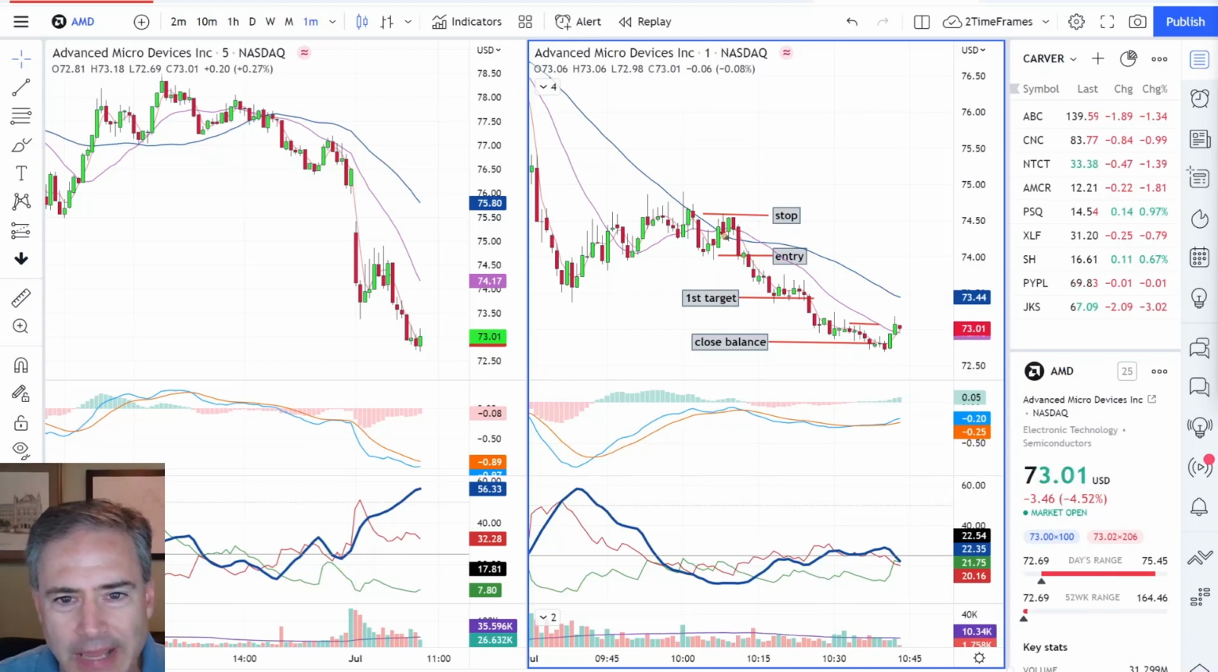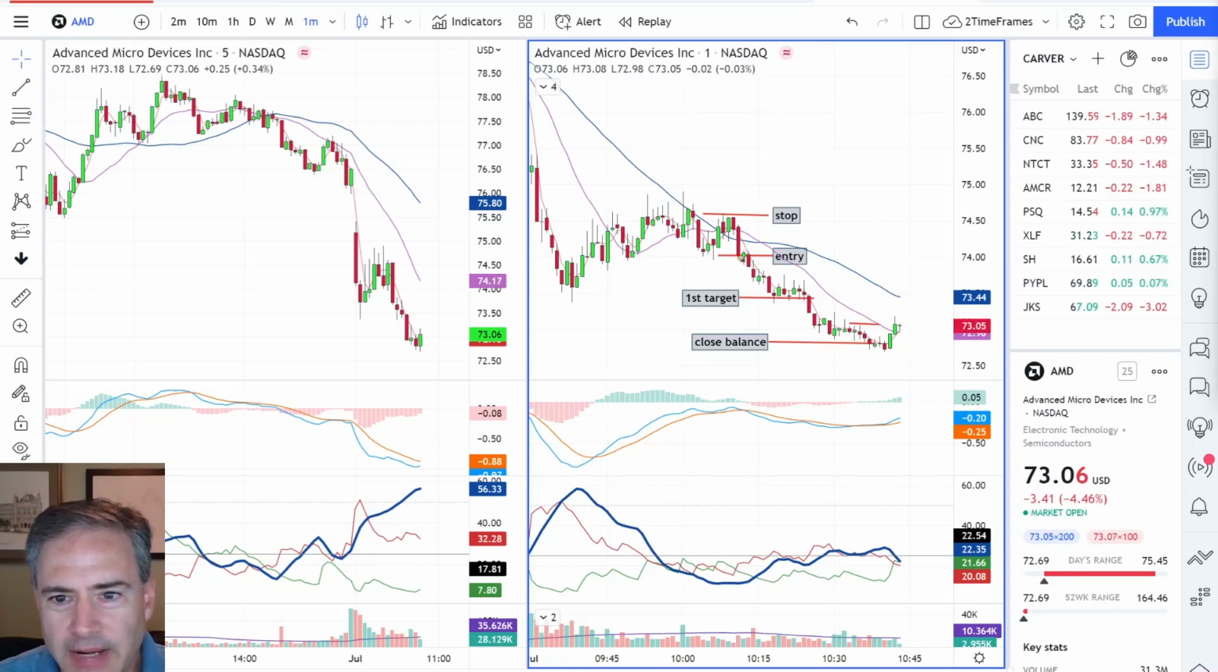Now, when I see a big red bar like that, I might not wait for the close. I mean, just being honest, I might jump the gun a little bit and be in somewhere in here, but just for these purposes, I'm going to use the close.